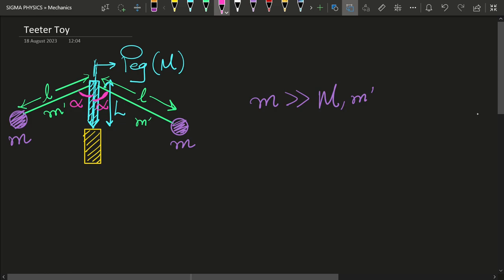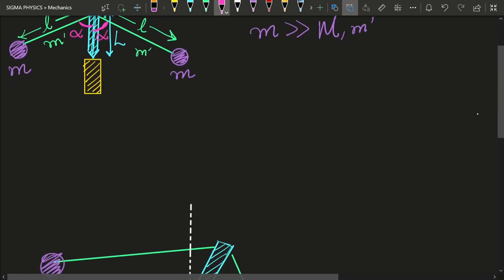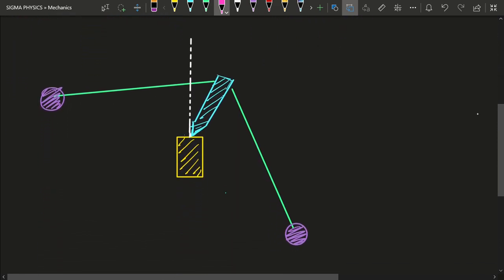So what I'm going to do is displace the peg of this Teeter toy by an angle theta and then leave it, and it is going to start oscillating. Then what we need to do is find the time period of oscillations of the Teeter toy. If I displace the Teeter toy by some angle theta, it is going to look like this. Here I have displaced the Teeter toy by an angle theta, which is the angle the axis of the peg is making with the wood.